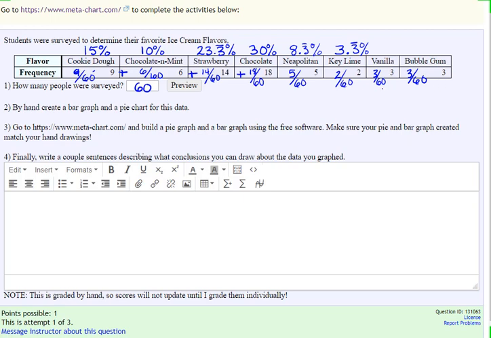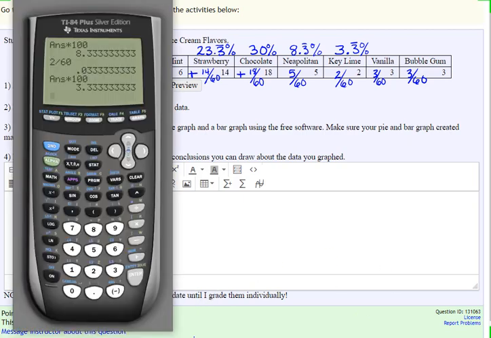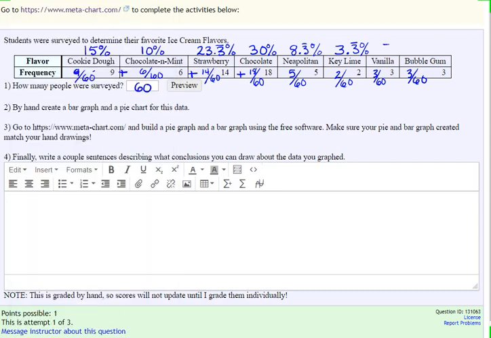Now the last two are the same, so if I calculate one, I can get the other. So I'll have 3 divided by 60, and that gives me 0.05. Multiplying by 100 will give me my percentage, which is 5%. And since these are both the same, my vanilla flavor and my bubblegum flavor are both 5%.